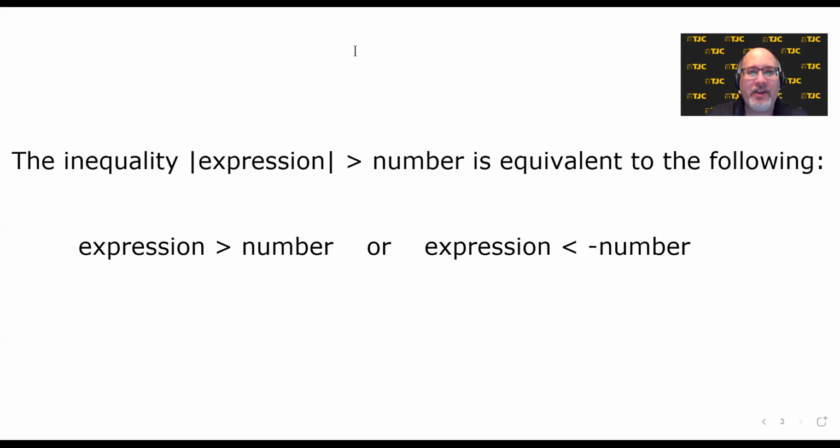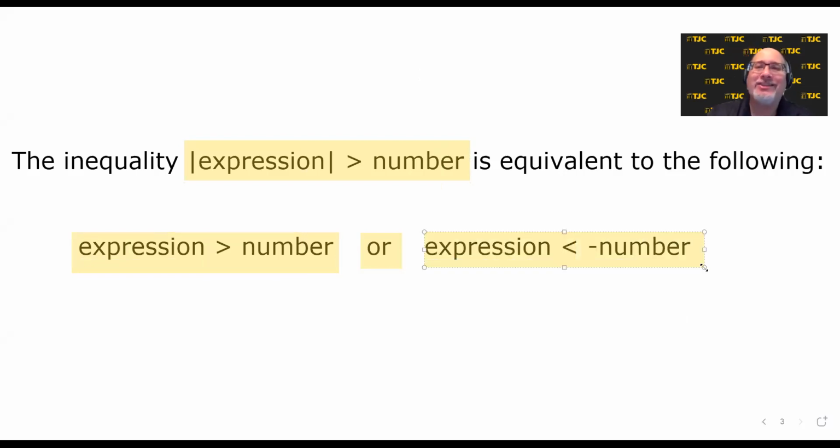The inequality, absolute value of an expression is greater than a number, is equivalent to the following. Expression is greater than the number, or expression is less than the negative of the number. And again, this correlates to the visual that if your absolute value is bigger than something, then either you have to go far enough to the right, which is the first part, this part right here, or far enough to the left, which is this part right here.